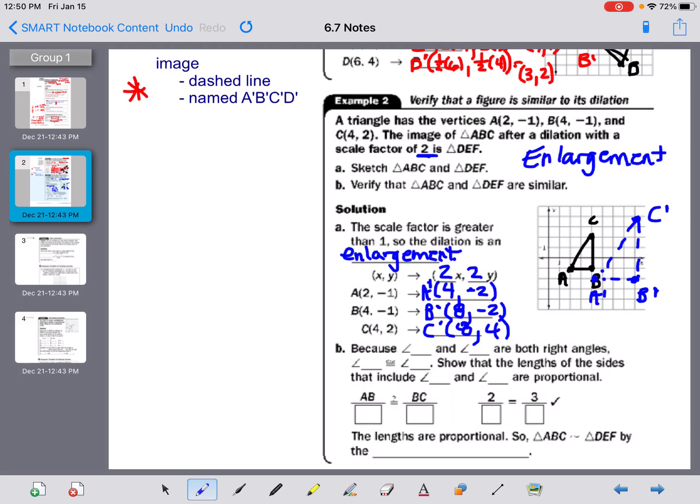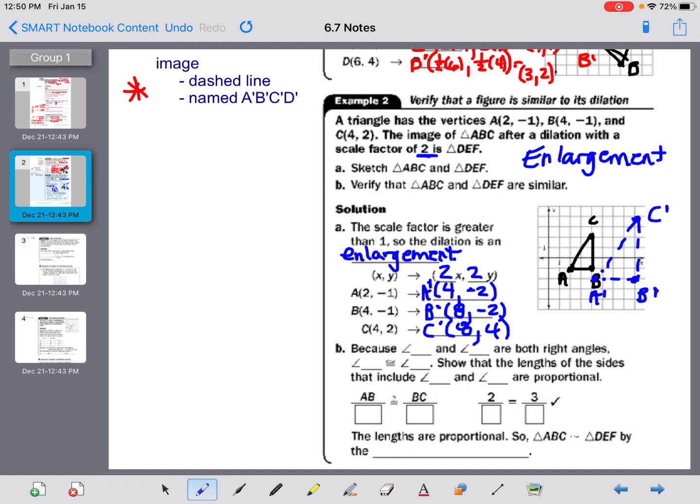Okay, so I took my original and I enlarged it. And think about it again. My center point, I took that figure and I pushed it out farther so it got bigger and it went farther away from my center of dilation, okay?